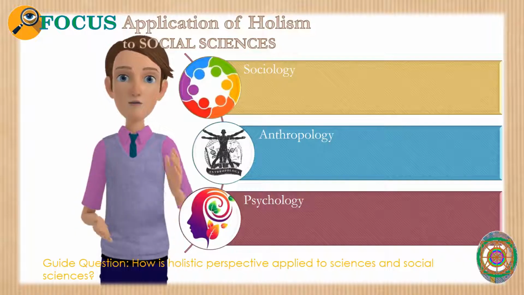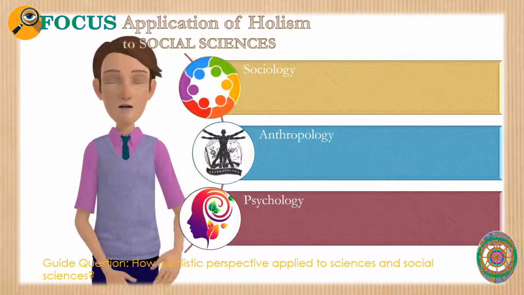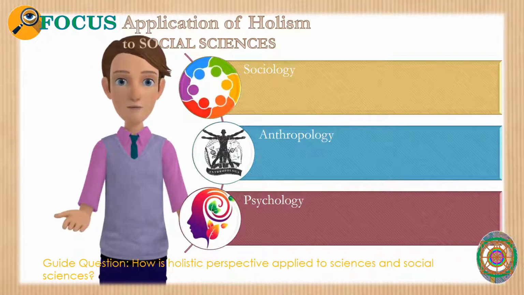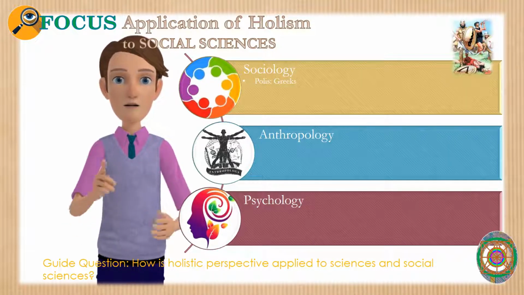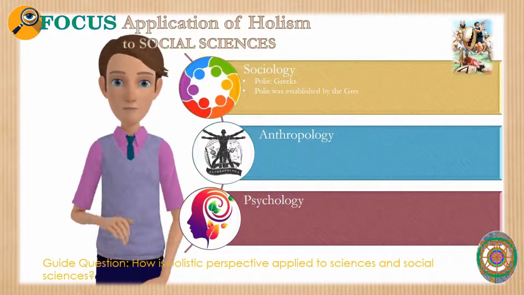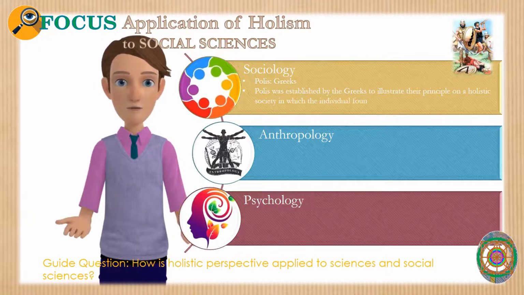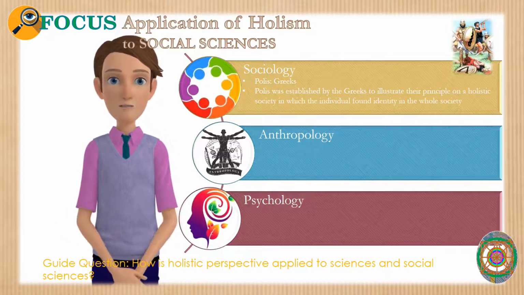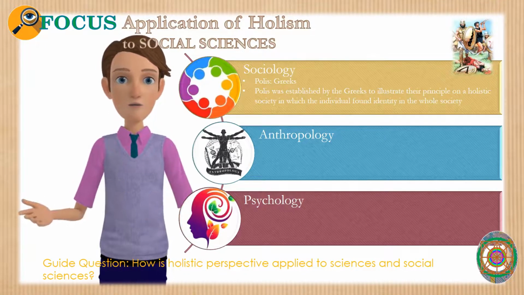Holism is not only applied to the sciences but also to social sciences such as sociology, anthropology, psychology, etc. The application of holism in sociology is seen in the Greeks' concept of polis. Ancient Greeks looked at society as a whole. Polis was established by the Greeks to illustrate their principle on a holistic society in which the individual found identity in the whole society. Thus, the individual was ready to serve his or her community because without the polis his or her life had no sense whatsoever.